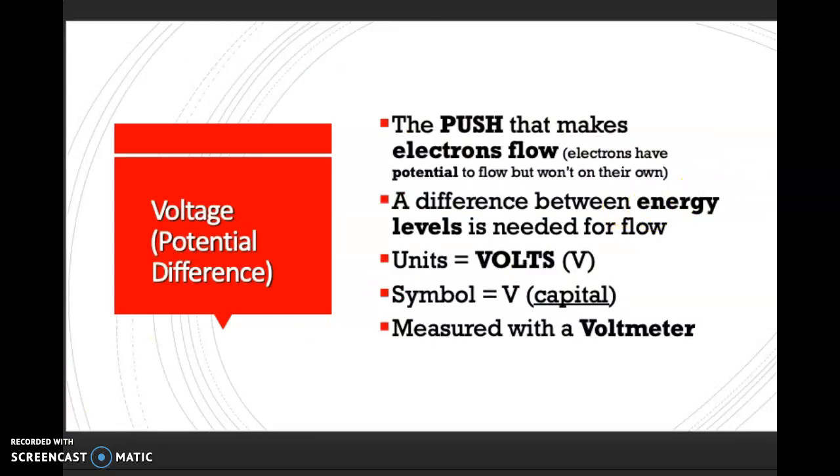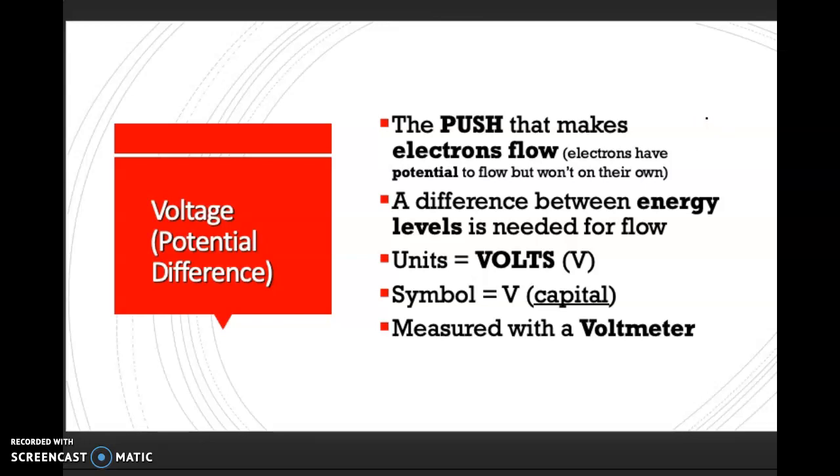The other quantity that we want to take into account when using Ohm's law is voltage. Voltage is the push that makes electrons flow. They have the potential to flow, and they won't on their own. So you have a battery, and it's a 9-volt battery. There's nothing flowing unless you complete that circuit and make a path for them to flow.